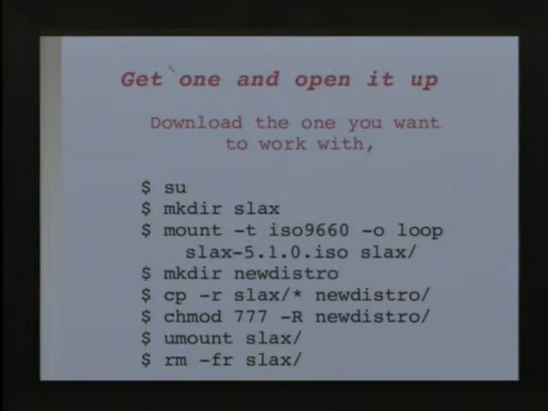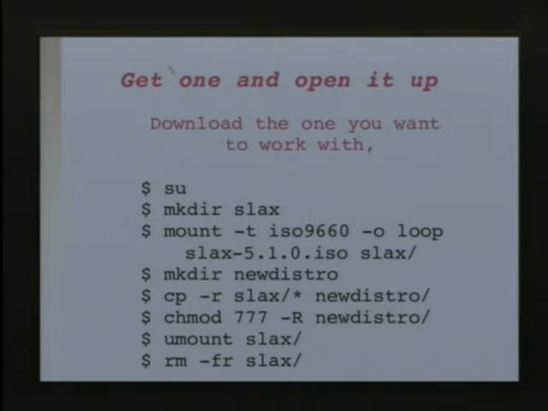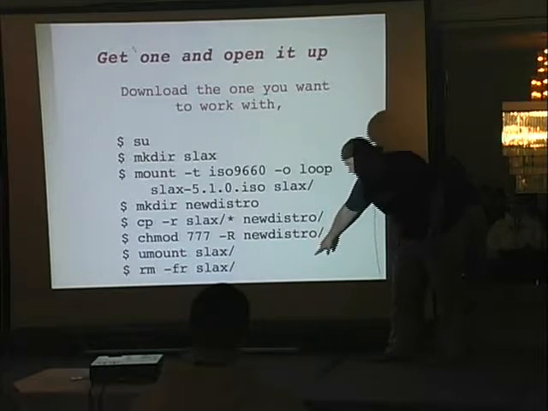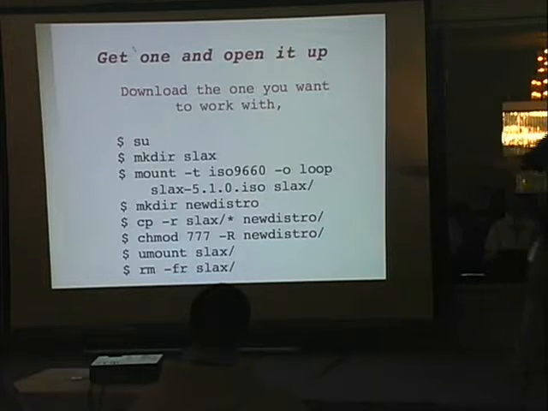So we make a directory called newdistro. We copy the stuff that's in slax to the new distro, change the permissions. It's a live CD. That's not the best way to do it, but it's a live CD, and it's only got one person, hopefully. Then you unmount the slax and you move that directory. So what you're left with is a directory called newdistro.